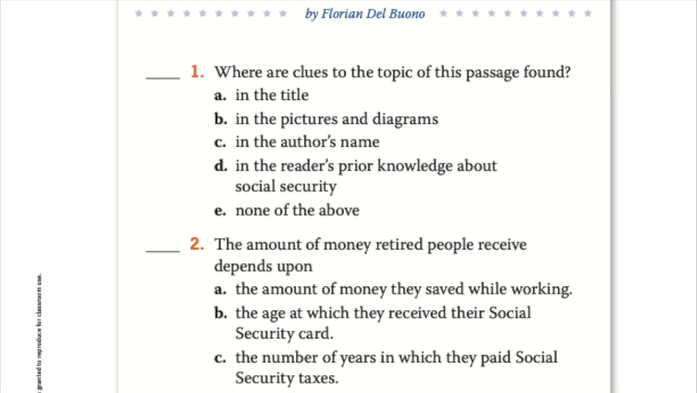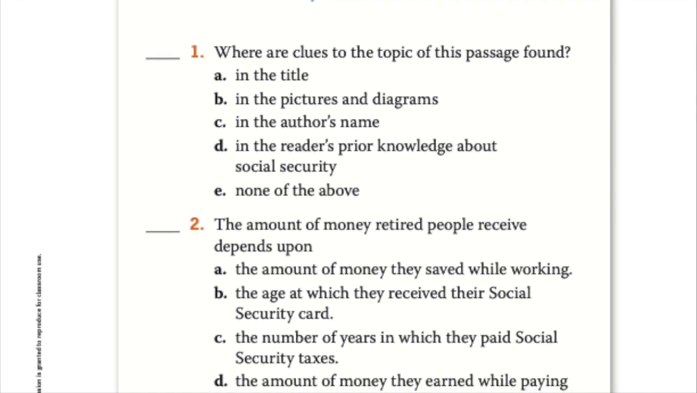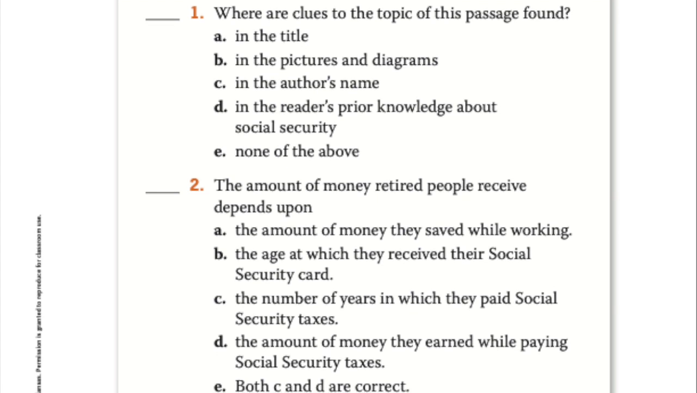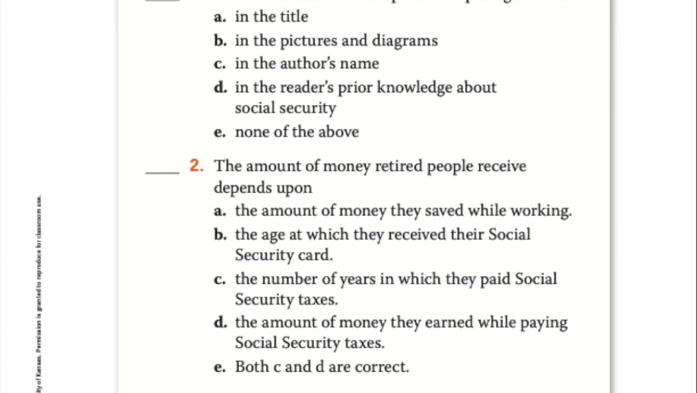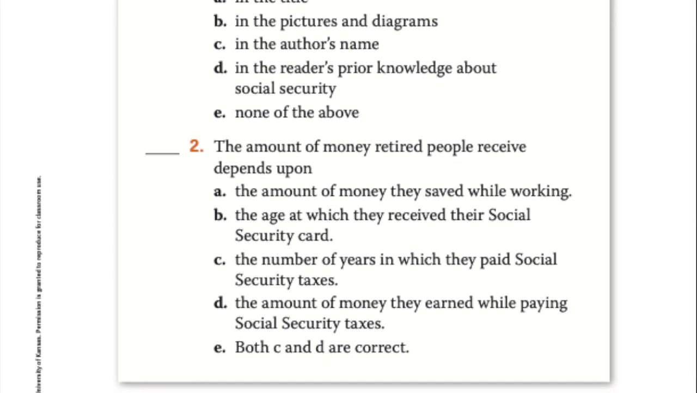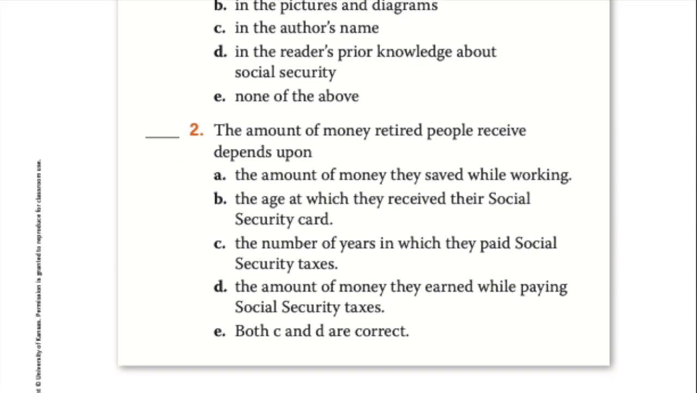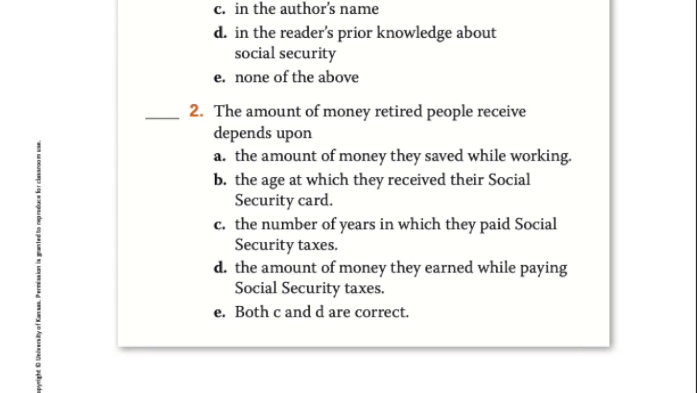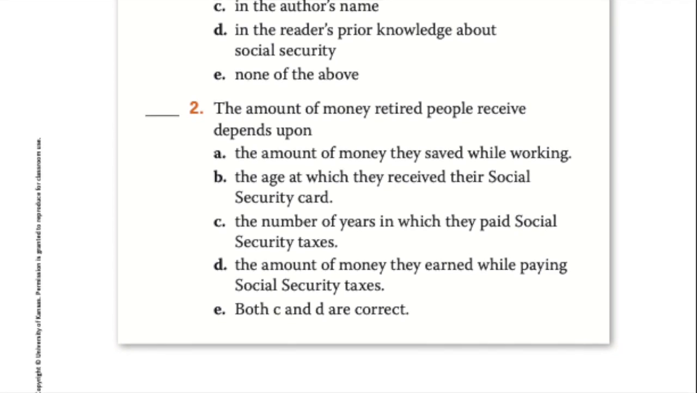The amount of money retired people receive depends on A, the amount of money they saved while working, B, the age at which they received their Social Security card, C, the number of years in which they paid Social Security taxes, D, the amount of money they earned while paying Social Security taxes, or E, both C and D are correct.